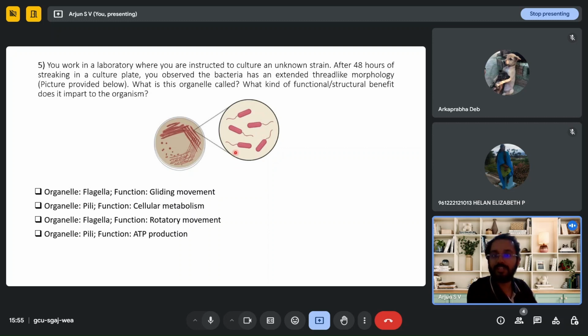Obviously, we can see that these are like flagella. These thread-like things are flagella, so they are used for a kind of movement function. So, the correct option is flagella with rotatory movement function.